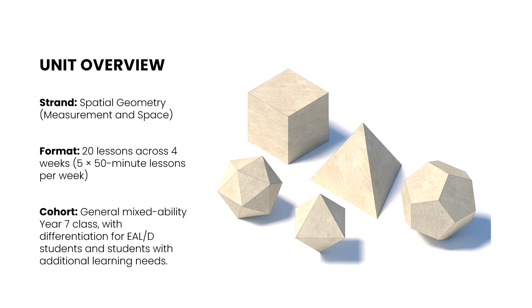Unit overview: the strand that I'm working with is spatial geometry, measurement in space. The format will be 20 lessons across 4 weeks, which will be 5 50-minute lessons per week. My class cohort that I've designed for is a general mixed ability Year 7 class with differentiation considerations for EALD students and students who have additional learning needs.